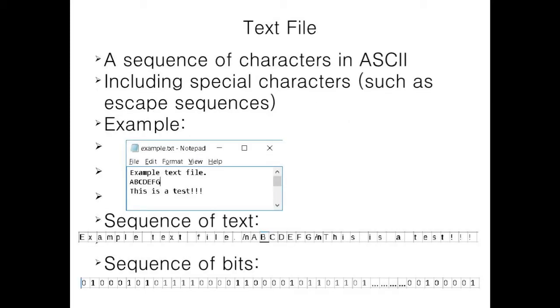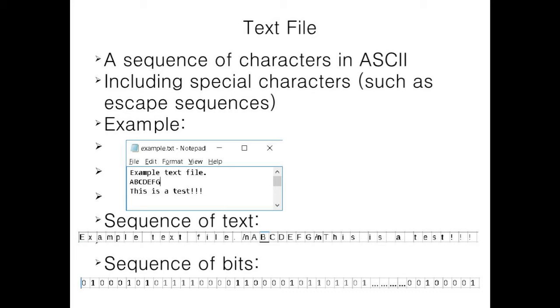So a text file contains a sequence of characters encoded using the ASCII table. And this sequence of characters includes some special characters, such as escape sequences. We discussed escape sequences when we talked about character strings. Escape sequence characters include the new line character, the space character, the tab character, and so on.